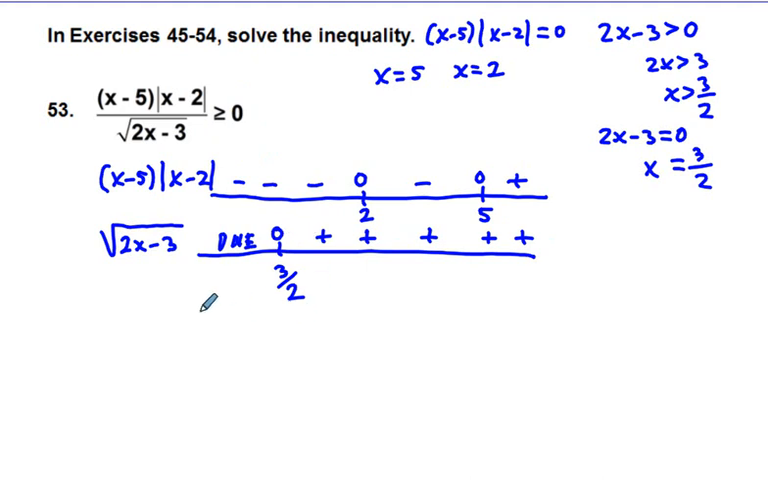Well, for a summary, we'll have negative divided by 0, which is undefined. We have negative divided by positive, which is negative. We have 0 divided by positive, which is 0. We have negative divided by positive, which is negative. We have 0 divided by positive, which is 0, and then we have positive divided by positive, which is positive.